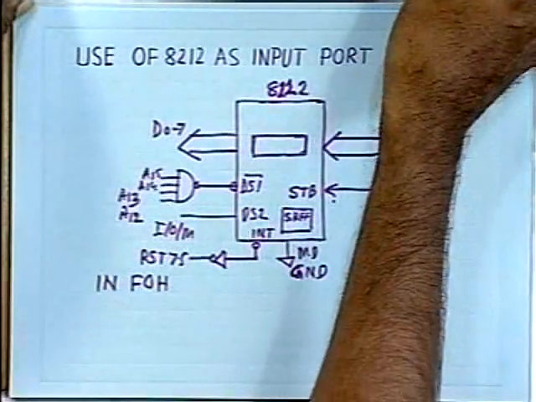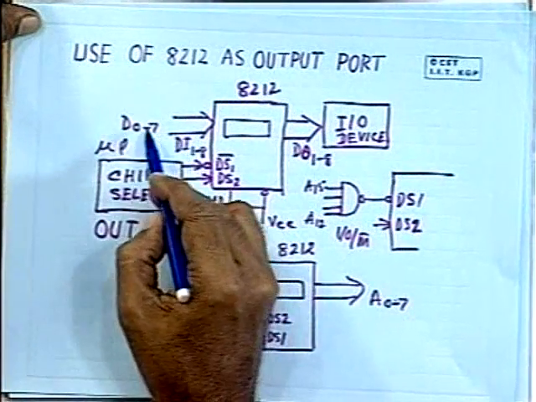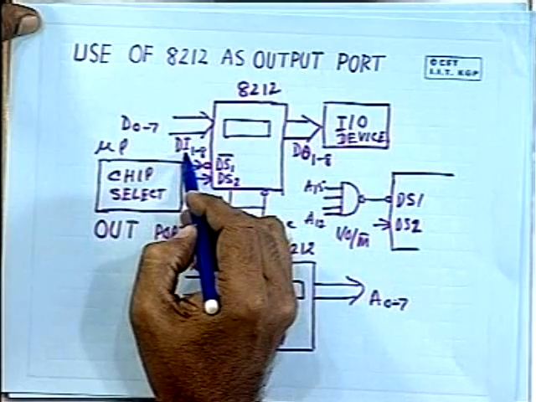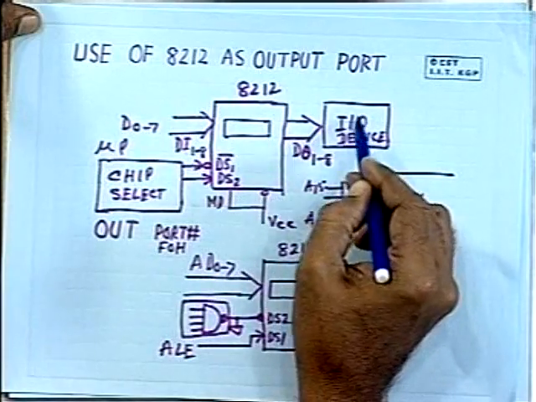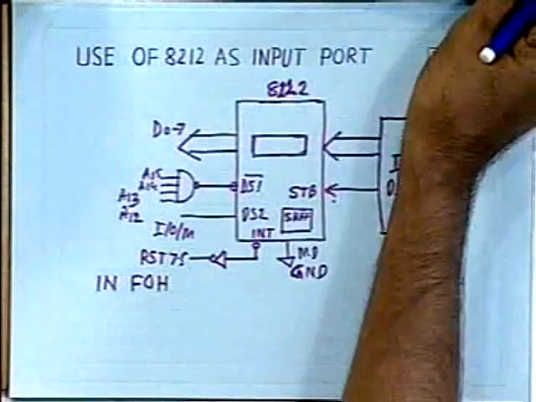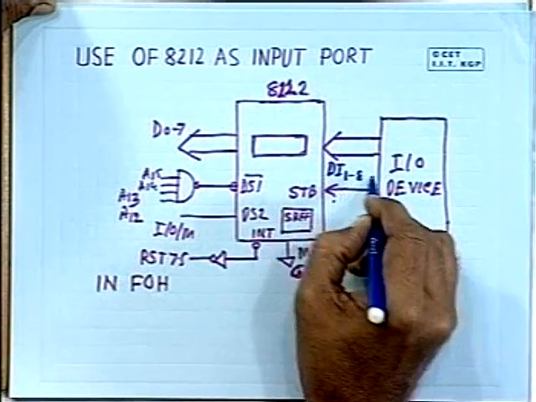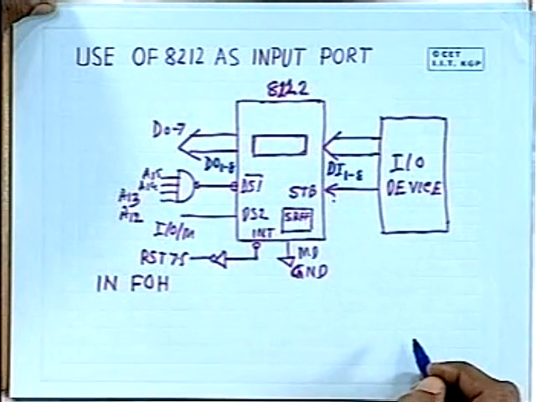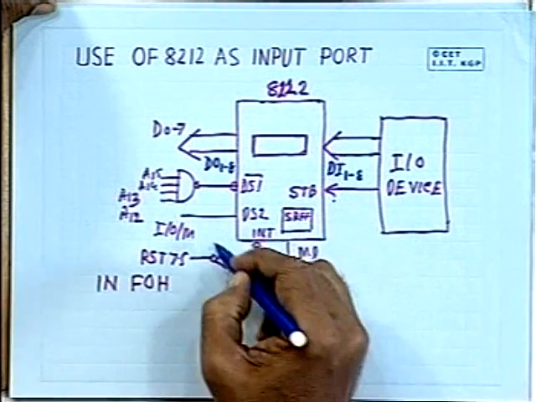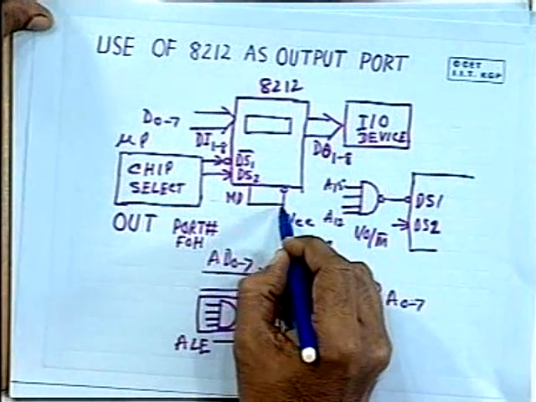As you can see here, to make it an output port, this side has to be connected to the microprocessor DI128, and the DO128 has to be connected to the output side, the IO device side. But whenever it is being used as an input port, DI128 is connected to the IO device side and DO128 is connected to the microprocessor side. Moreover, you have to make the necessary hardware interconnections. For example, mode has to be grounded whenever it is used as an input port, and whenever it is an output port, this has to be connected to VCC.